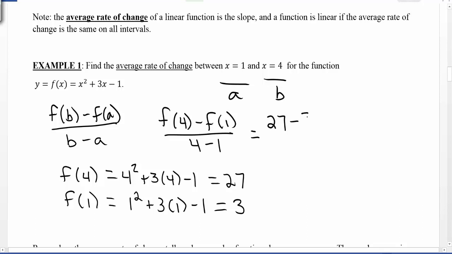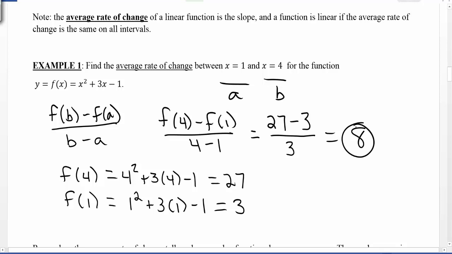So I go back and I plug that in for the y value, divided by... now on the bottom, I have a 4 minus 1, which is 3. So I have 27 minus 3 divided by 3. And when I crunch that number, I get 8.